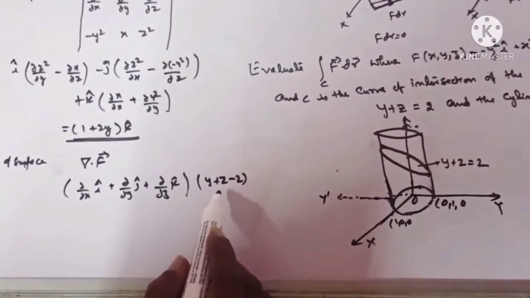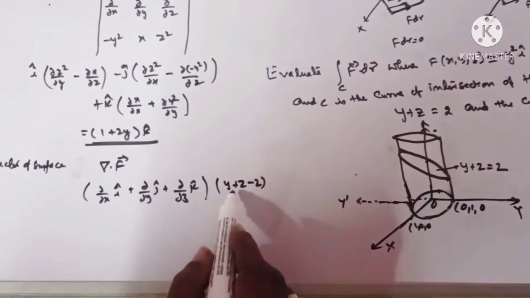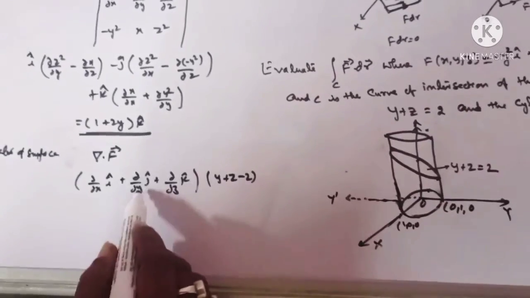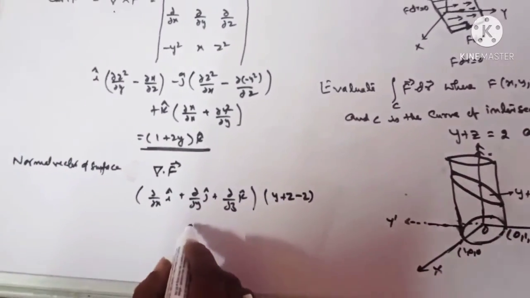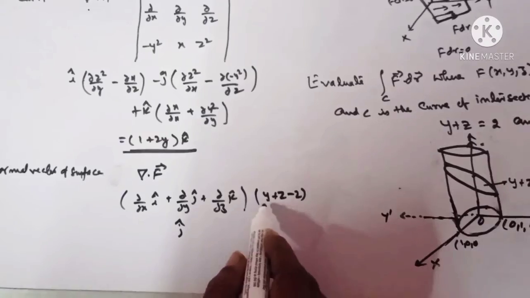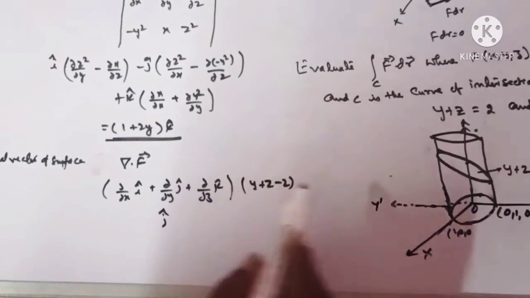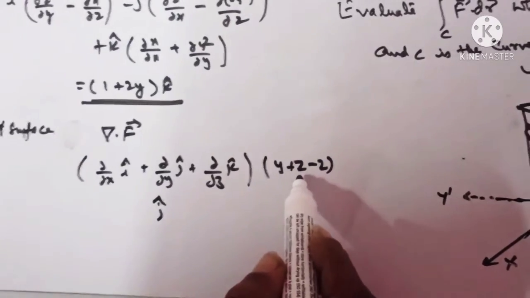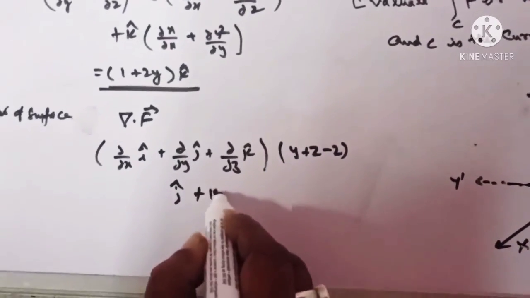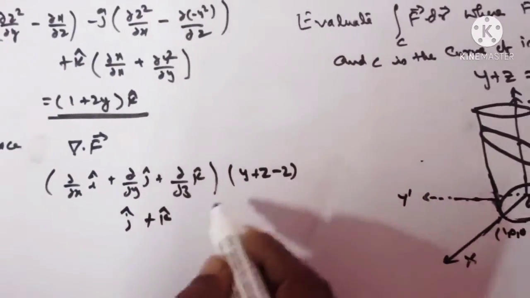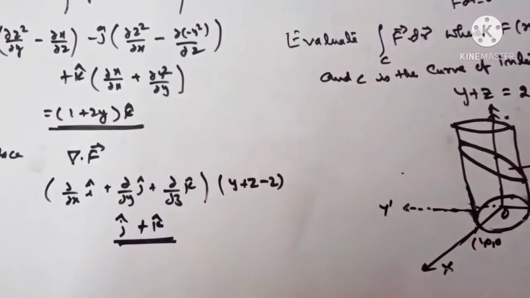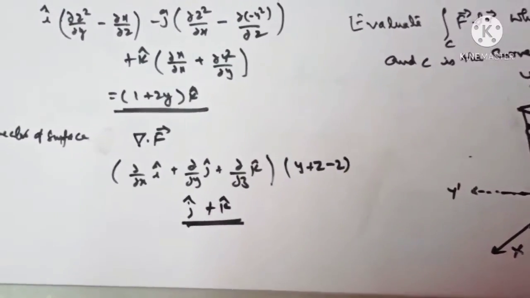Here this is an operator. Del x gives zero. With y you will get del y by del y, which is j cap, and the constant will be 0. With z, del z gives k cap, and the constant will be 0. So this is the normal vector of the surface.